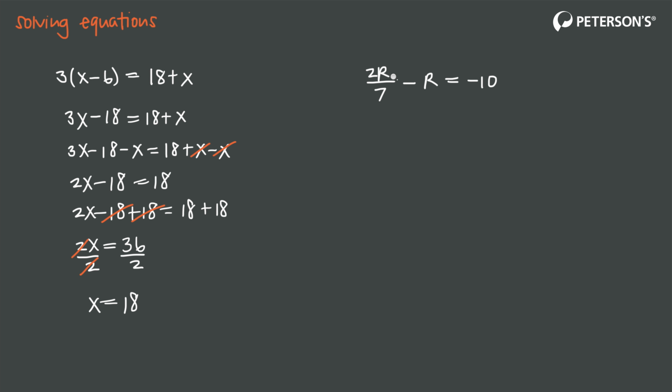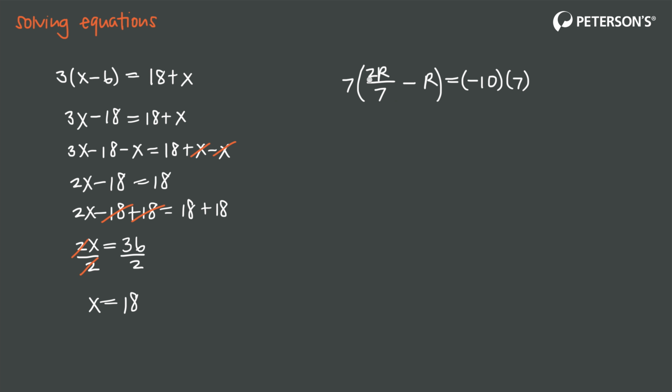This time we have 2r divided by 7 minus r is equal to negative 10. First, we can go ahead and multiply everything by 7 to get rid of this fraction. Because we're dividing by 7, the inverse operation of division is multiplication. We need to multiply by 7 to get rid of it. So what we want to do is multiply both sides of the equation by 7 in order to keep the equation balanced.